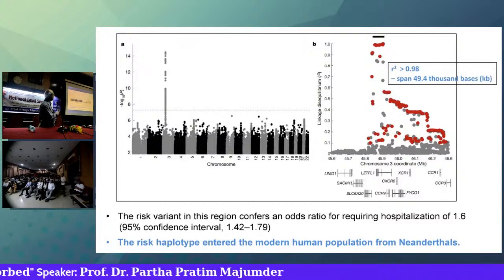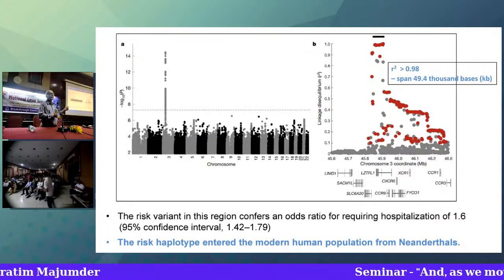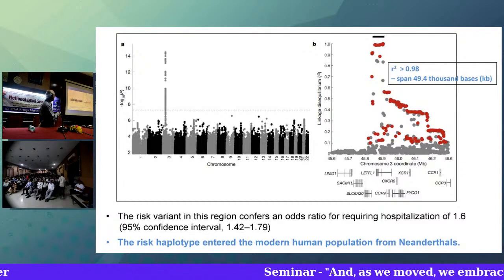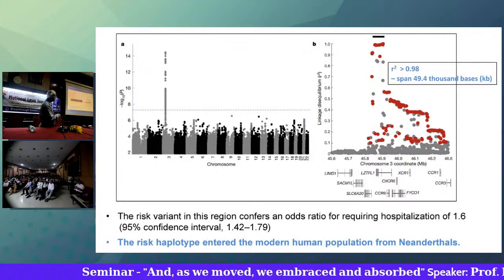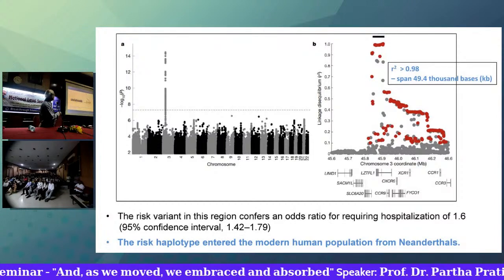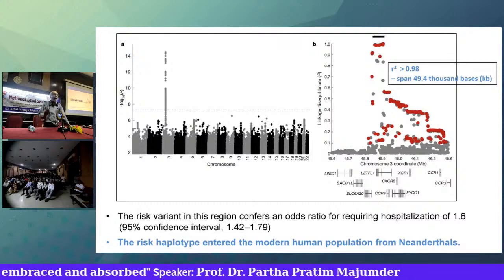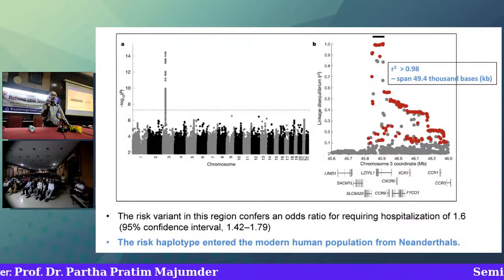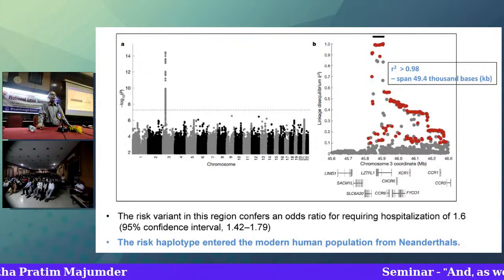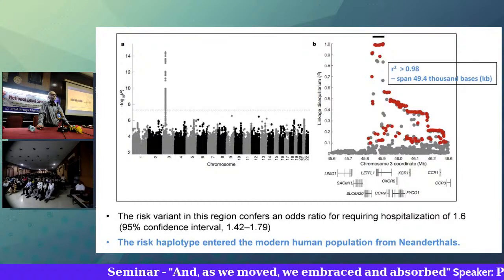The y-axis is essentially a measure of association with severe COVID-19. As you can see, there is one spike here, which essentially means that on this particular chromosome, there is a specific position that shows a great association with severe COVID-19. So that is the predisposing factor. If you have that particular sequence in your chromosome, then you are predisposed or susceptible to severe COVID-19 if you get infected with SARS-CoV-2.